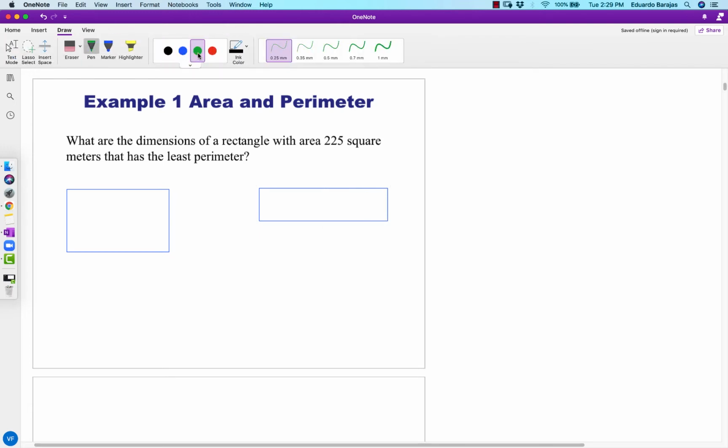So let's say that in this one we have L equals 45, and W equals 5. And over here, let's say L equals 25, which means W equals 9. So we know that the area equals length times width. So in both of these rectangles, we have an area that is going to be equal to 225.